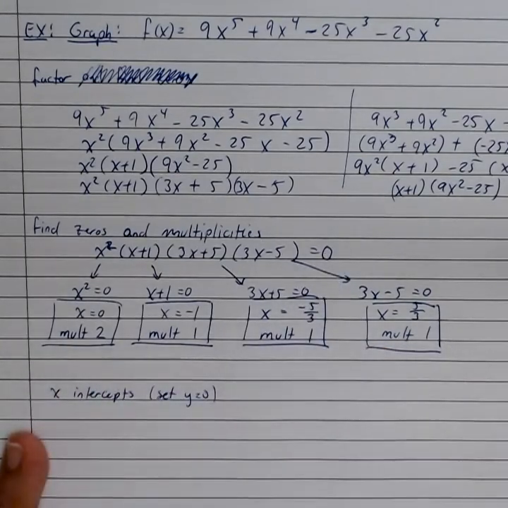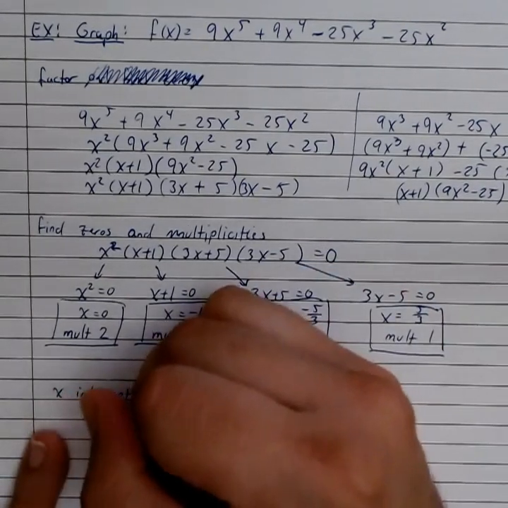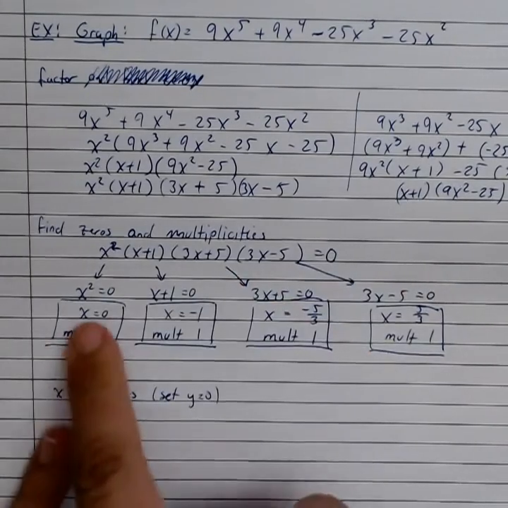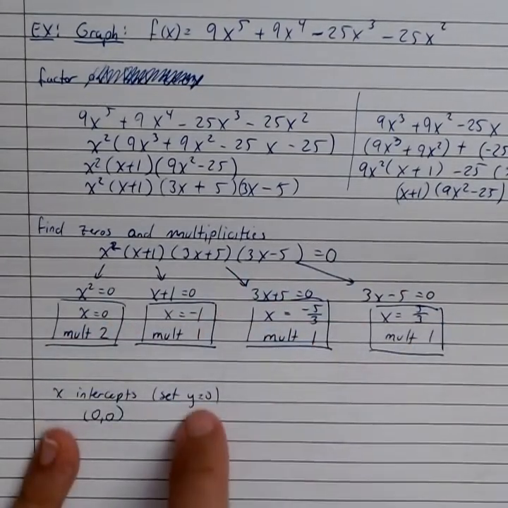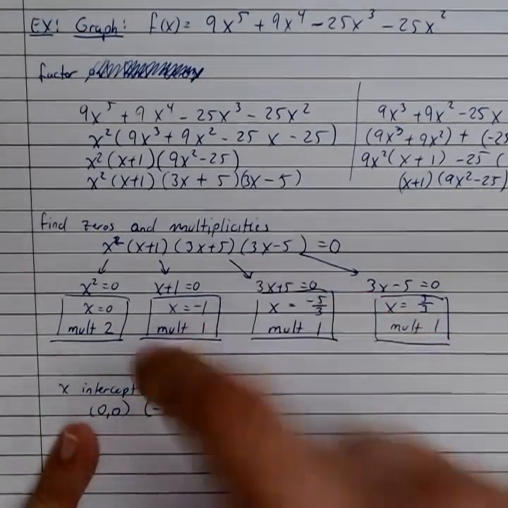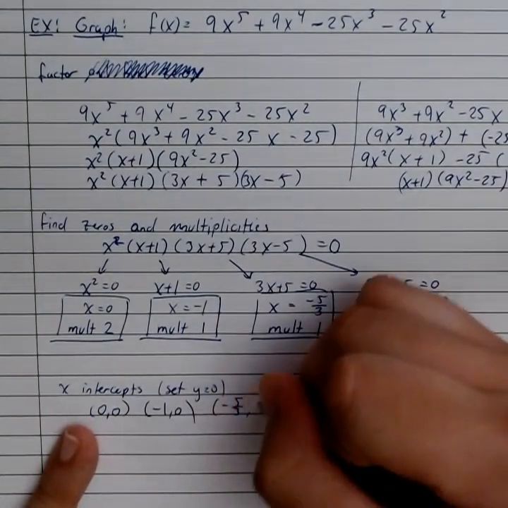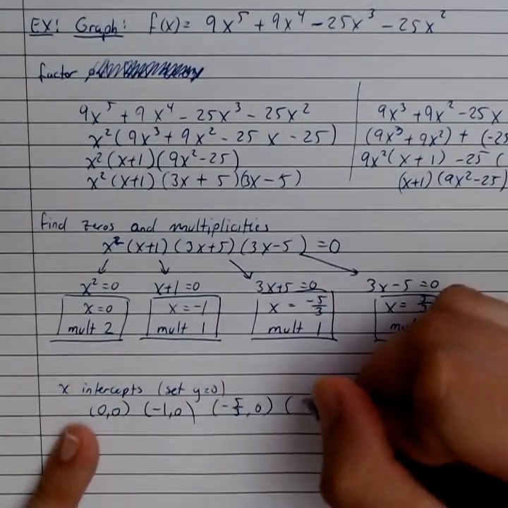So already we have our x-intercepts. Notice these tell me what the x's are. The y has to be 0. That's what we mean by an x-intercept. So the x-intercepts are going to be 0, 0; negative 1, 0; negative 5/3, 0; and positive 5/3, 0.